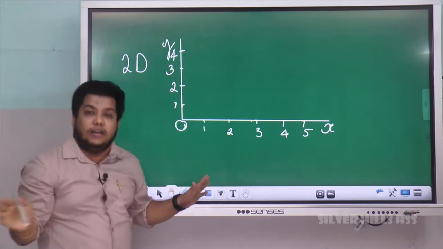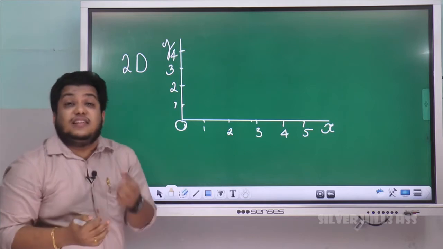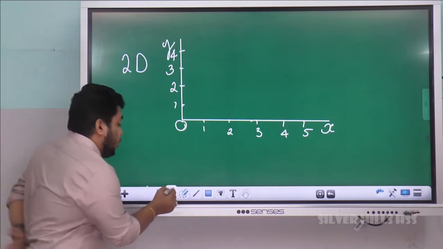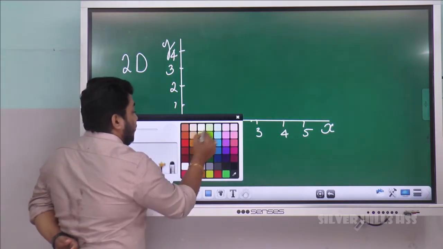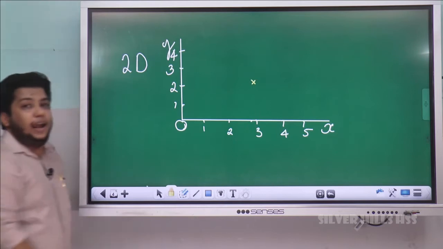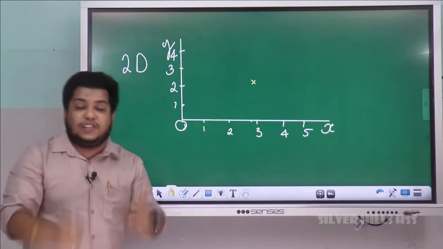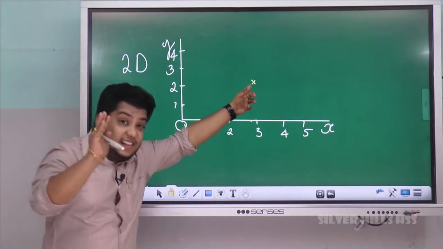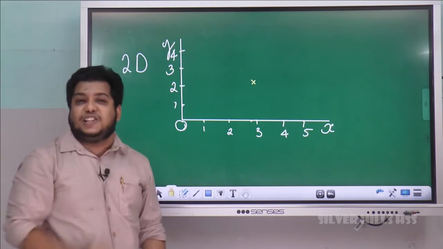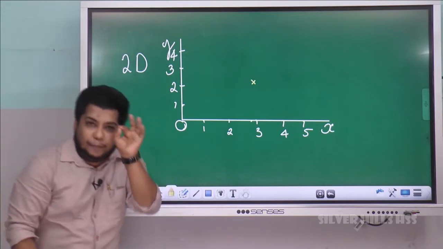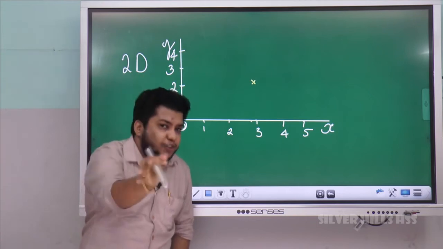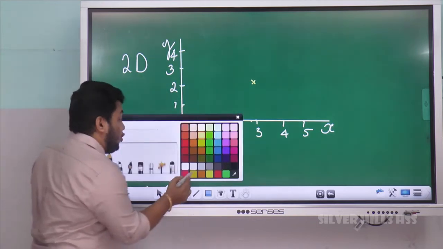The labeling is over. Now we have to consider an object. I'm going to consider an object here. This is my object. That cross mark is considered as an object. Now I want to specify the position of the object. How can we do that? To specify the position, these steps have to be adopted.